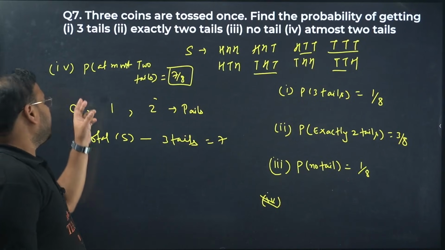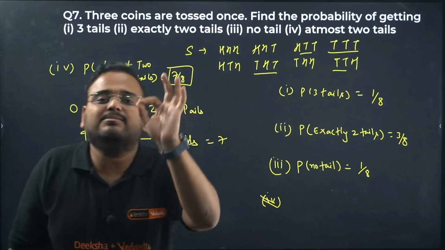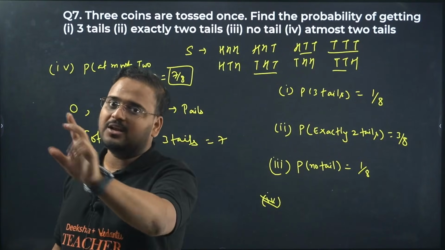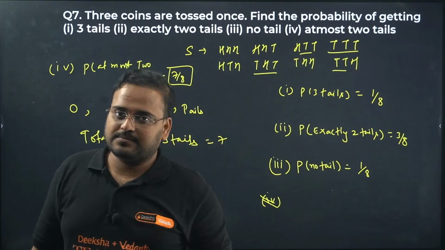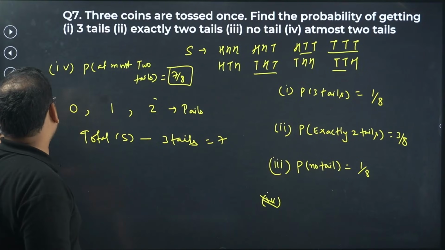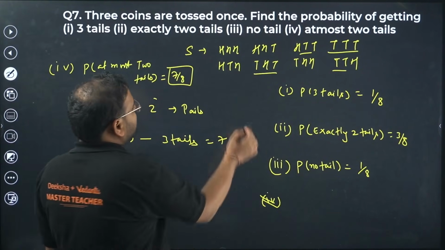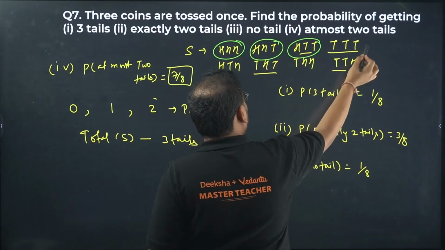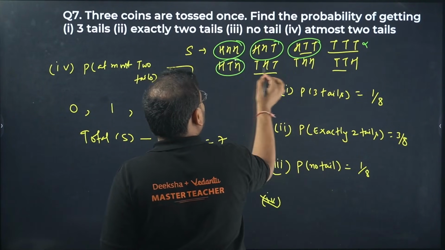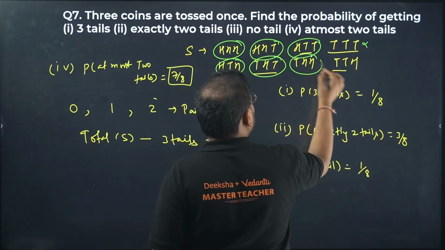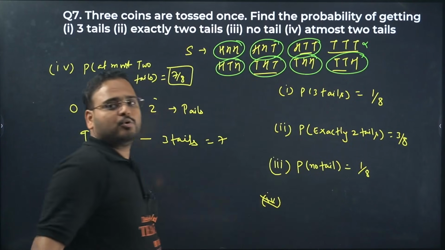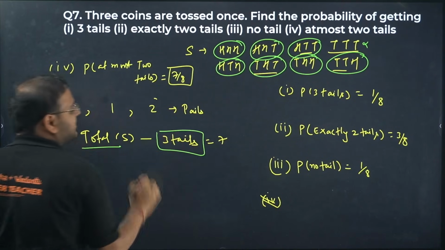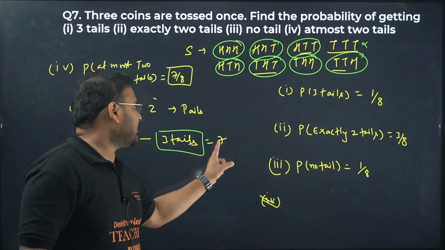I'll repeat. We are looking for at most 2, means maximum of 2. What is the minimum? 0. So 0 tails, 1 tail, 2 tails. All these 3 cases are relevant to us. So one way to get it is just count the numbers. Let me help you count. 0 tail is over here, yes. 1 tail, yes. 2 tail, yes. 3, no. 1 tail, yes. 2 tail, yes. 1 tail, yes. 2 tail, yes. How many are there? Total of 7 are circled. From total sample space, remove the case of 3 tails. You get only 1 removed. Remaining is 7. Answer is 7 by 8.